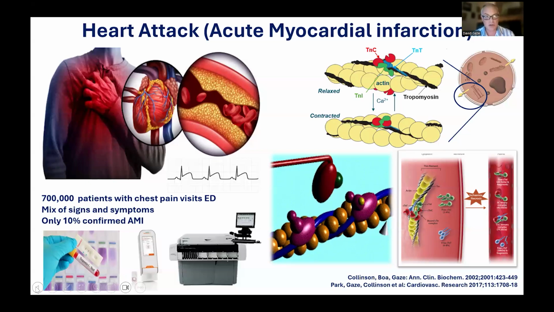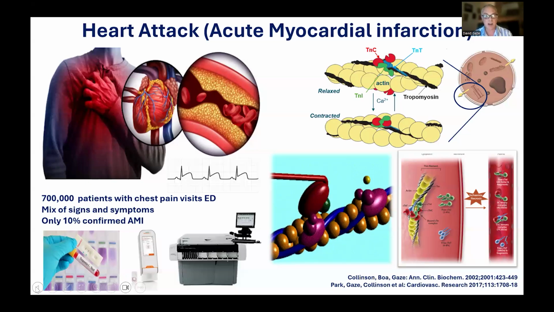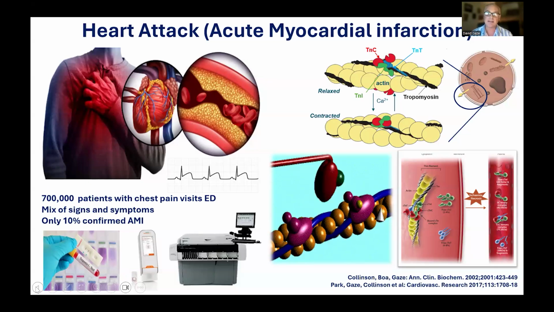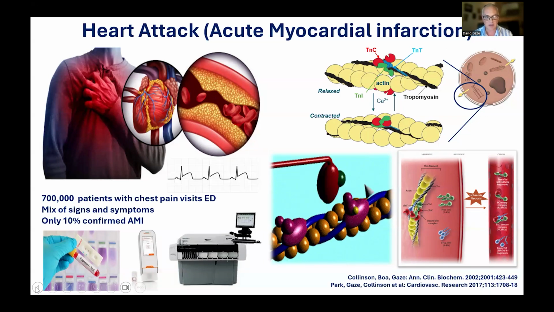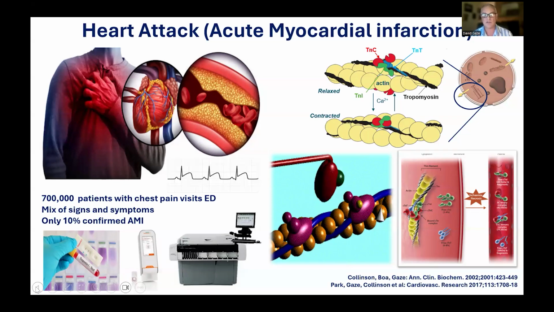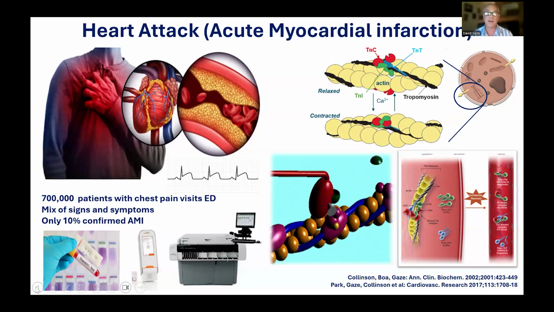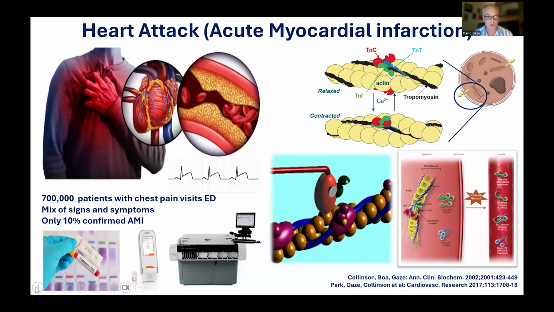And so there's a huge number of people that present without changes to the ECG, and we can use this biomarker called troponin. It's involved in muscle contraction. You can see the video there of the contractile apparatus. When the cells die, we release this troponin into the circulation, and we can measure this as a blood test. We can do it at point of care or in the central laboratory to allow rapid diagnosis.